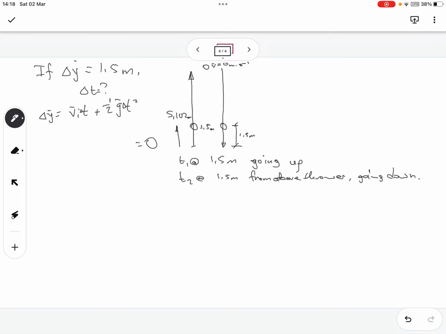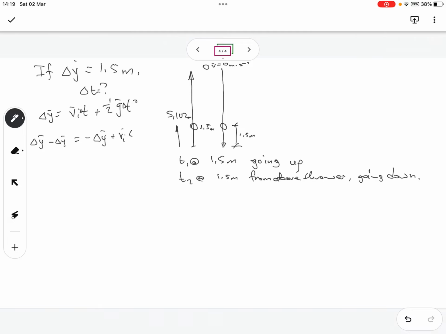And we can write this as a quadratic equation. So we can say 0 equals a half g delta t squared plus v i delta t minus delta y. So now it's minus delta y because, let me just erase this out and write it afresh.